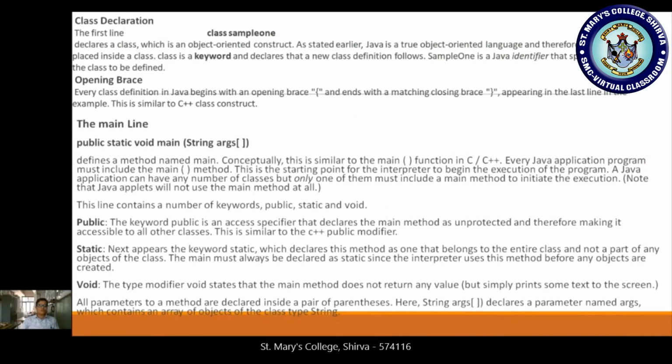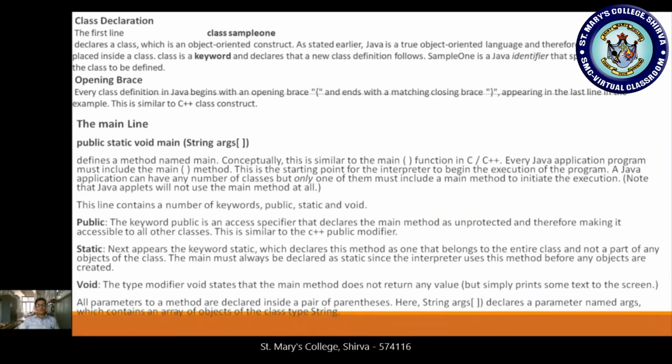So the first one is public. The keyword public is an access specifier that declares the main method as unprotected and therefore makes it accessible to all other classes. This is similar to the C++ public modifier. As we know, public means anybody can access. So we are unprotecting our data, so some other object outside of the class can also refer to these methods. It is just like the public modifier in your C++.